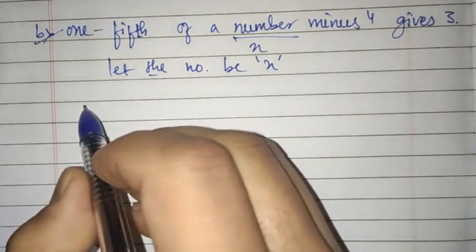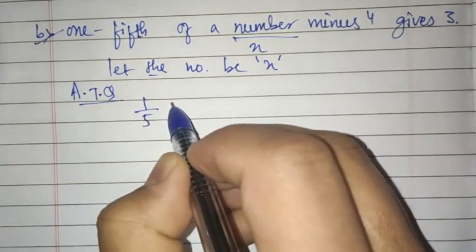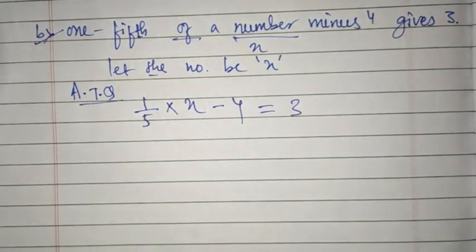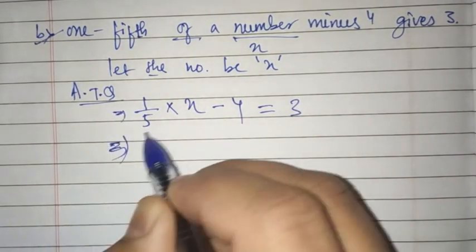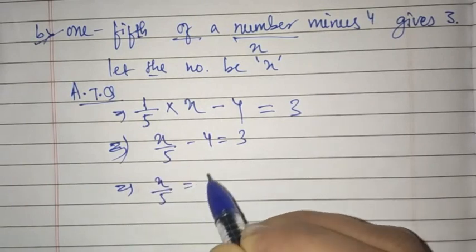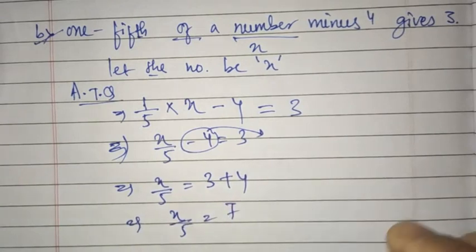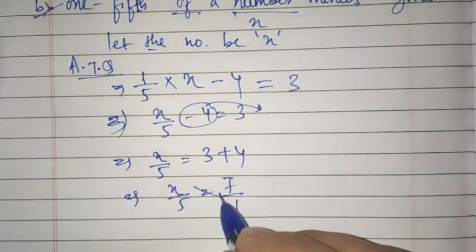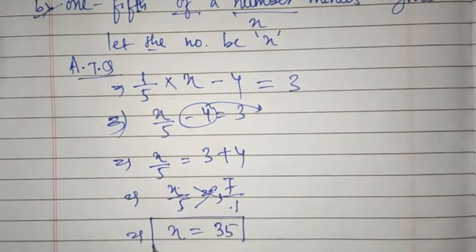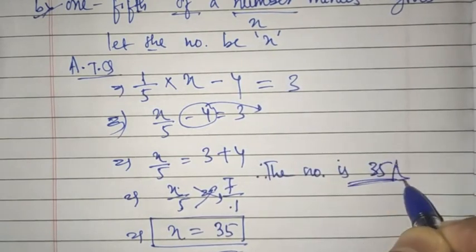Okay. So according to the question, 1/5 of a number, 1/5 means this, of means multiplication, number means x, minus 4 will give what? 3. Easy, no? Now what you have to do? 1 into x is x by 5 minus 4 is equal to 3. Now transpose this minus 4 to this side. What will happen? Plus 4. x by 5 is equal to 7. Now over here it is 7 by 1. Now you can cross multiply it. It is x into 1 is x and 5 into 7 is 35. So your x value is 35. Therefore the number is 35. Okay, I hope it is clear.